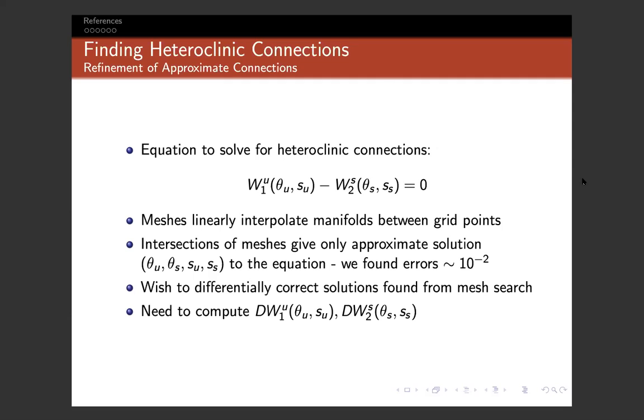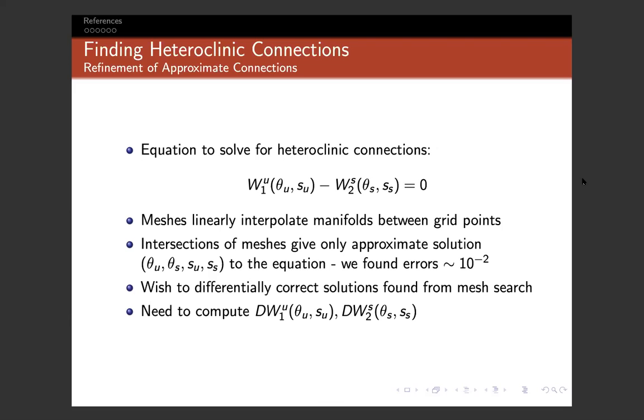And the equation to solve for that is given right here, where you want to find theta u, s u, theta s, and s s, such that Wu at the u values minus Ws at theta s and s s equals 0. Now, of course, the intersections we have give approximate solutions, theta u, theta s, s u, and s s, to the equation. We found that the error in this equation was generally about 10 to the negative 2, 10 to the negative 3 for the solutions we found in this picture right here.